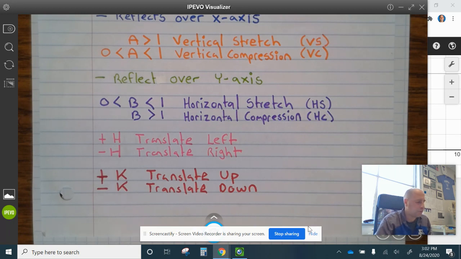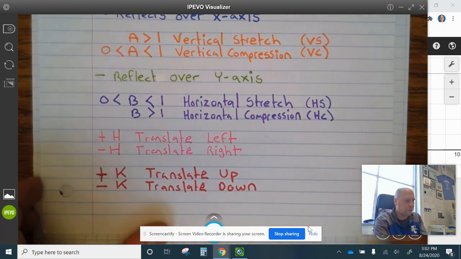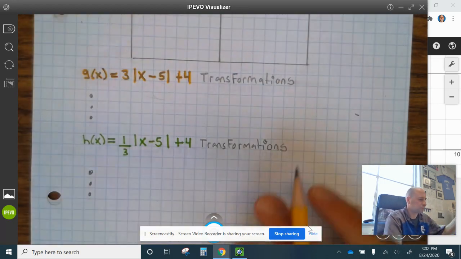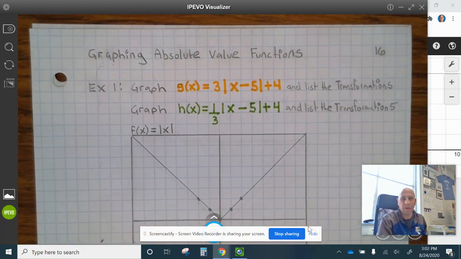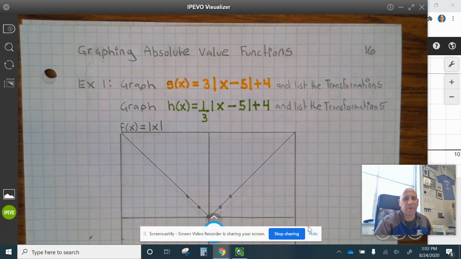If you would, go ahead and update your notes. Okay, now your notes are updated. Let's take a look at examples. Journal page 16, graphing absolute value functions.